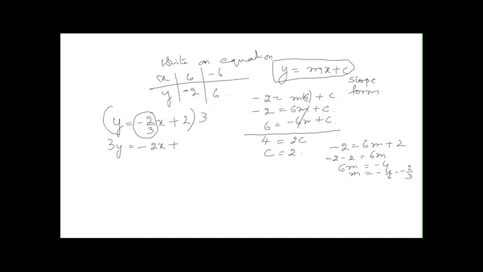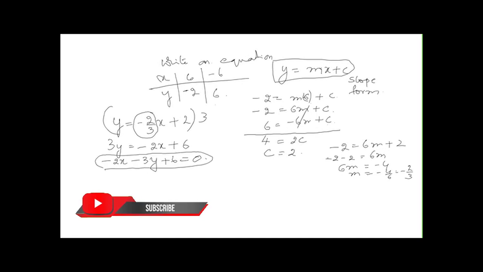Minus 2x plus 6, not 2. Yes, ma'am, 6. How will you write it in standard form? Minus 2x plus 3y minus 6 equal to 0. Minus 2x, minus 3y plus 6 equal to 0. Am I right? Yes, 0, ma'am. So this is the equation which will have these two as solutions.